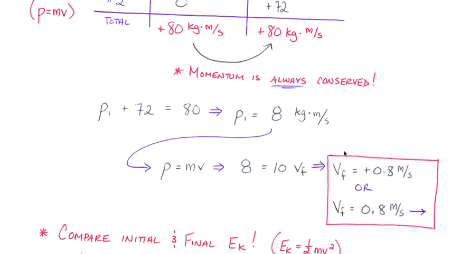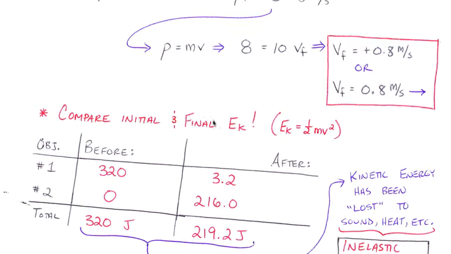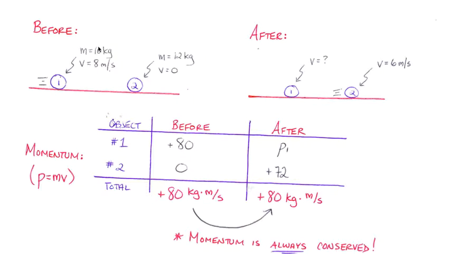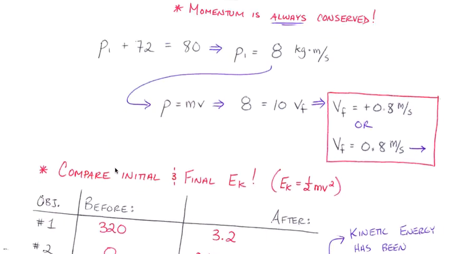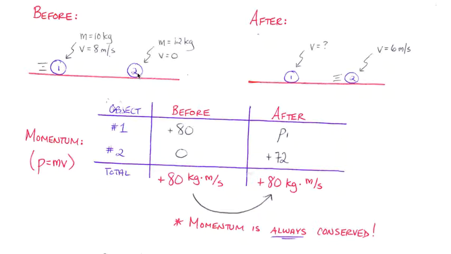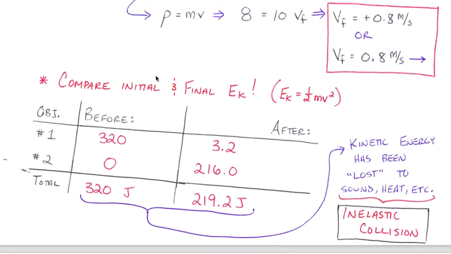Now the last thing we always need to do with these collisions is just compare the initial and the final kinetic energy. This allows us to determine if it's an elastic or inelastic collision. So if the kinetic energy equals 1/2 mv squared, I'm going to use the same values from before. So 1/2 times a mass of 10 times a velocity of 8 squared will give me 320 joules. Object 2 has no kinetic energy initially because it's not moving. So my initial kinetic energy before is 0. So before this collision, the whole system, both objects, has a kinetic energy of 320 joules.